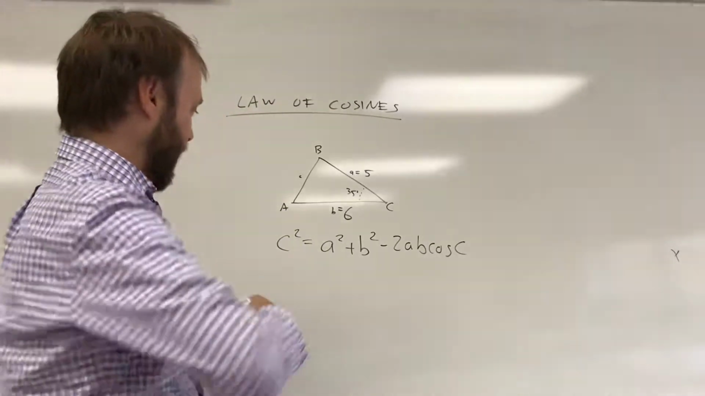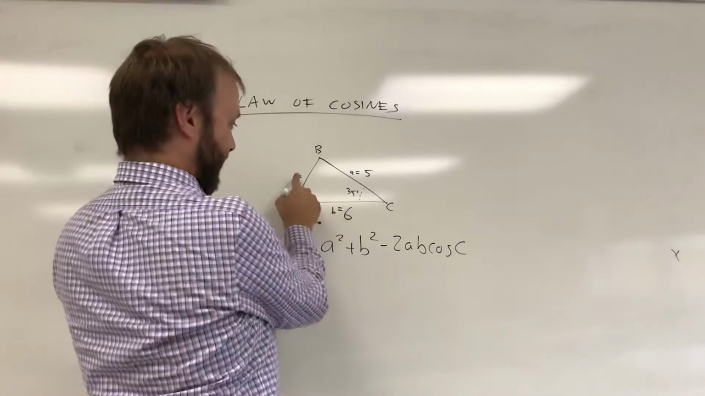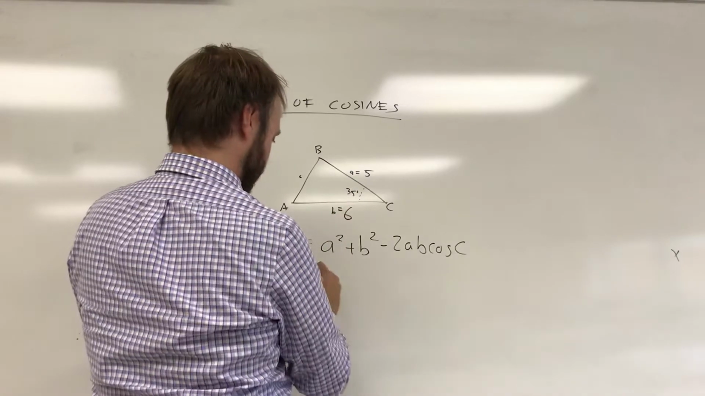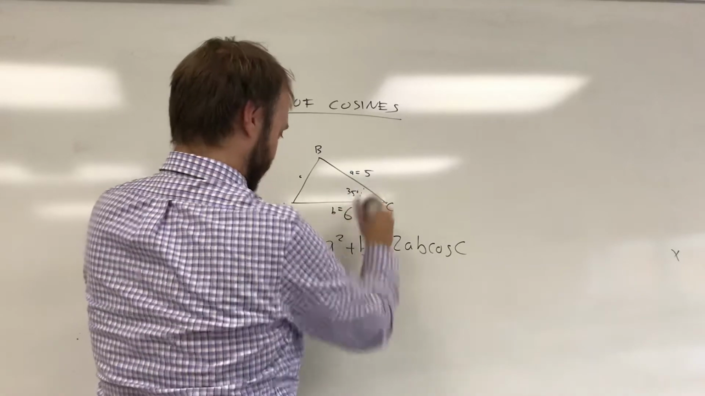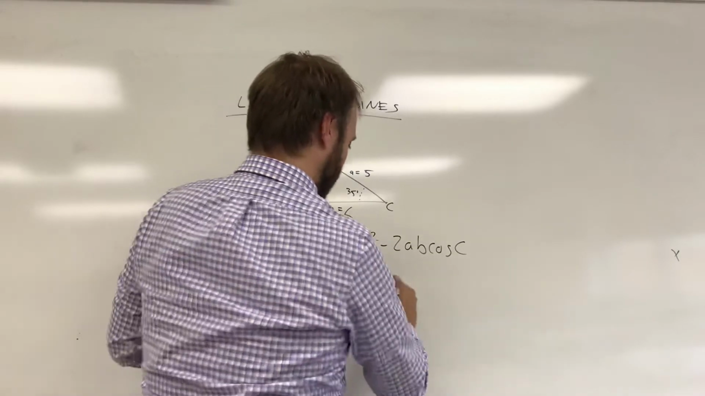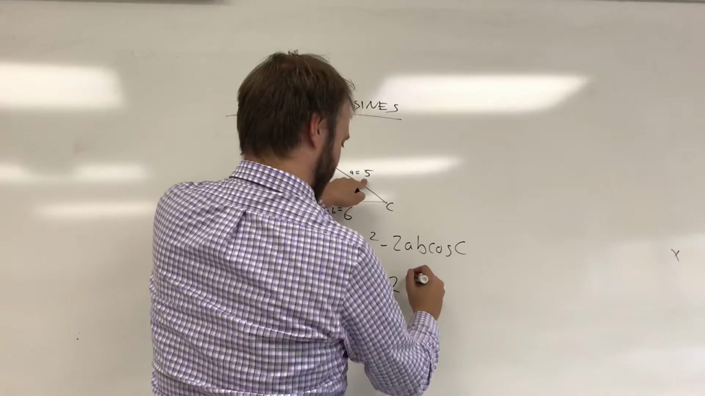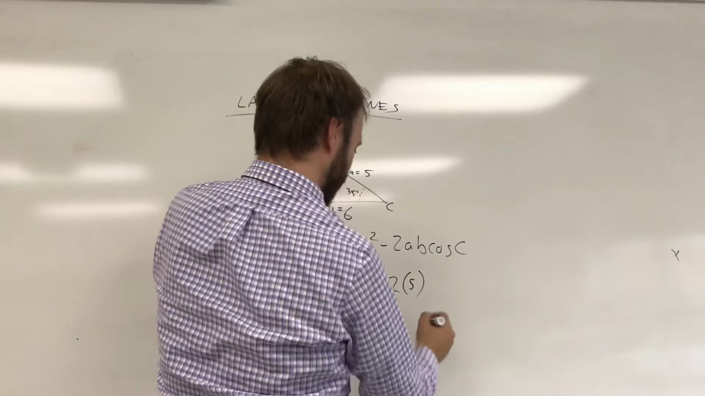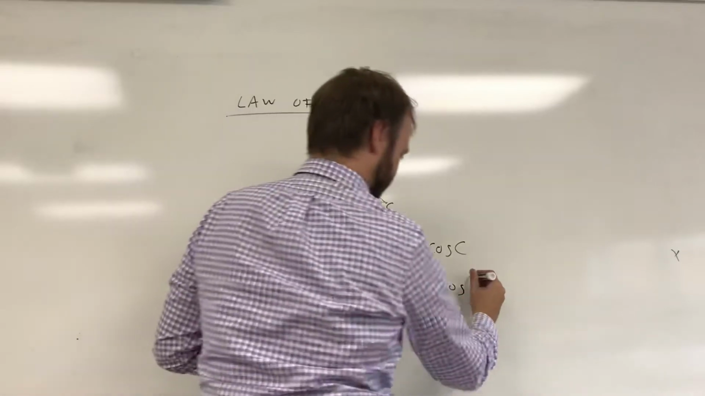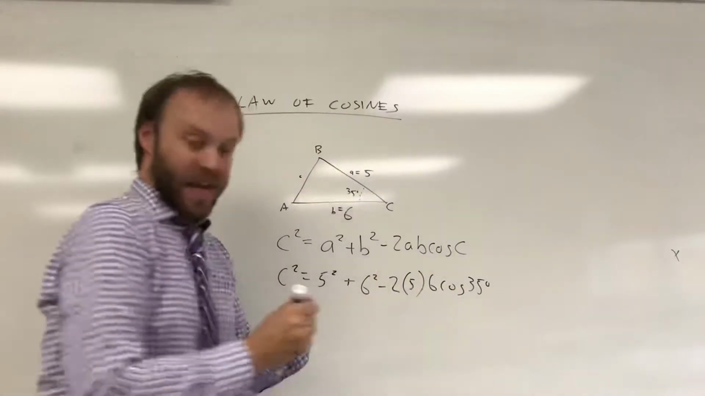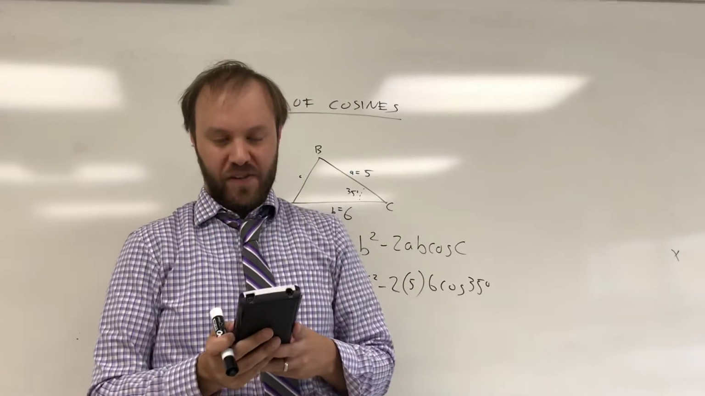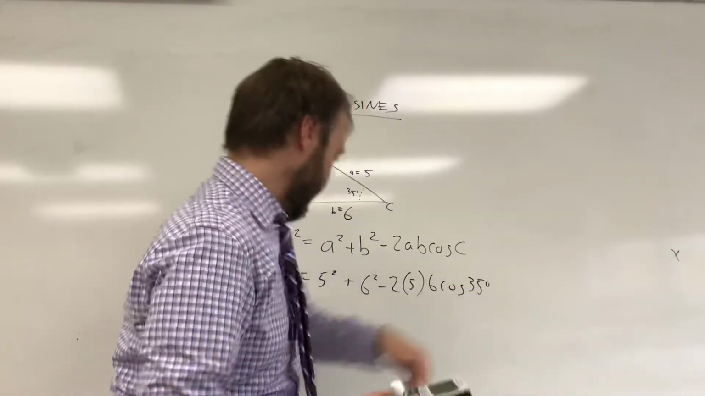Basically, you just substitute everything in here. So side C squared, which is the one that's opposite the angle that we know, is going to be equal to side A squared, that's going to be 5 squared, plus side B squared, minus 2 times side A times side B times the cosine of angle C, and that's 35 degrees, okay? Make sure your calculator's in degree mode, okay? We'll be working with degrees in all of these problems. And you can just stick all this in your calculator, okay?